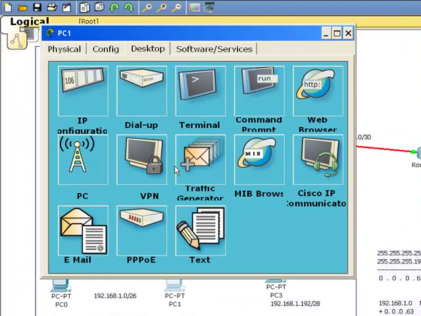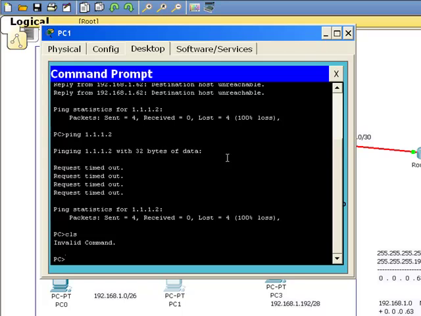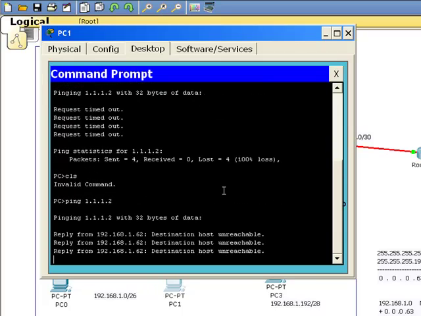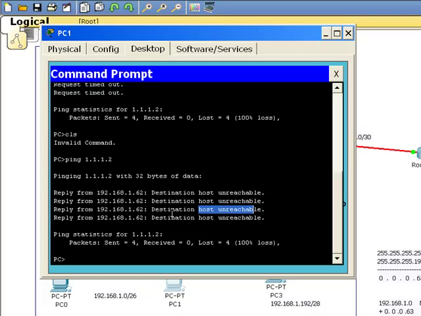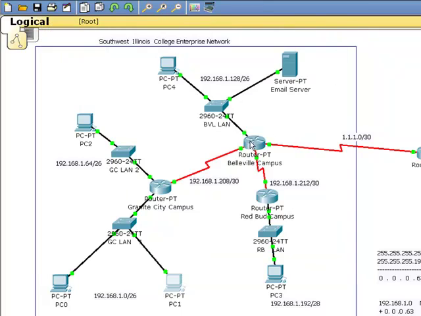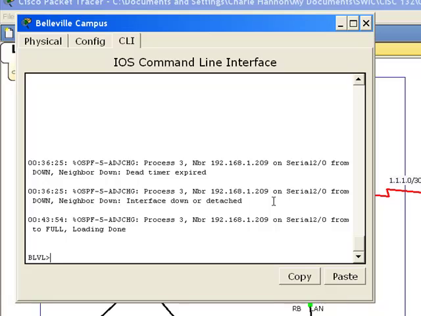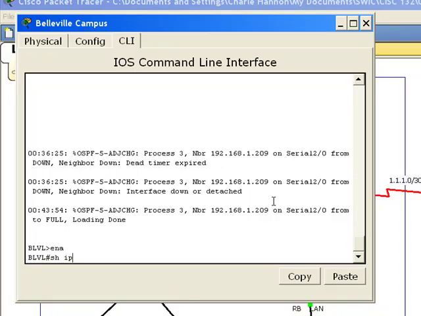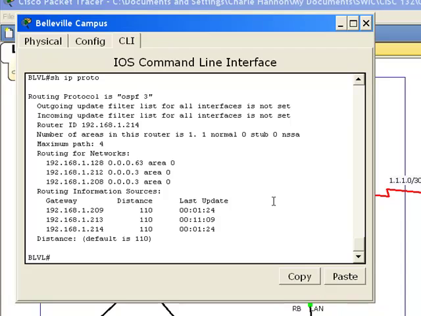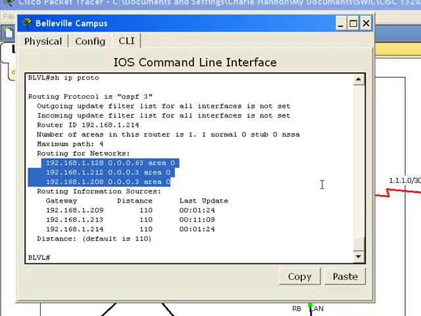Well, let's take a look here. We'll go to the command line, and here's the actual command, ping 1.1.1.2, and it's telling us that the host is unreachable. So 1.62, which is our default gateway, said, hey, look, I don't know how to send it there. The reason is that Belleville isn't telling anybody about that. If I do a show ip protocol, I can see that I'm telling everybody about the 192 networks, but I'm not telling anybody about the 1.1.